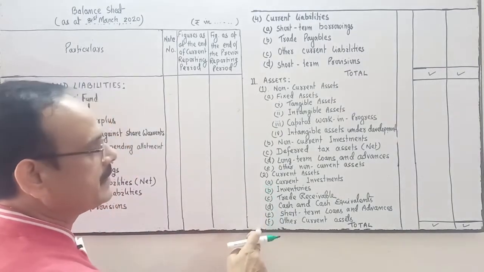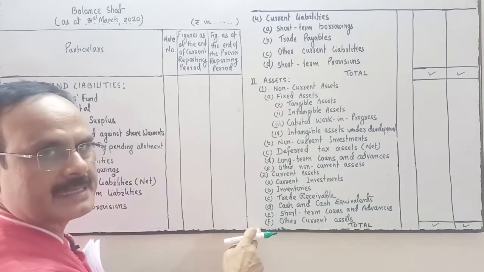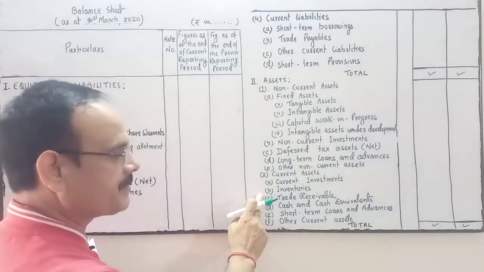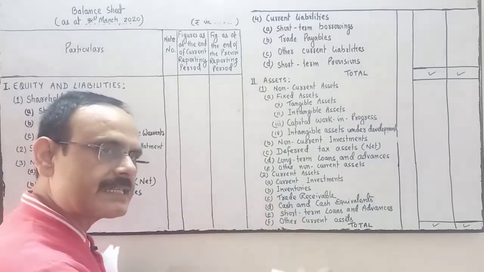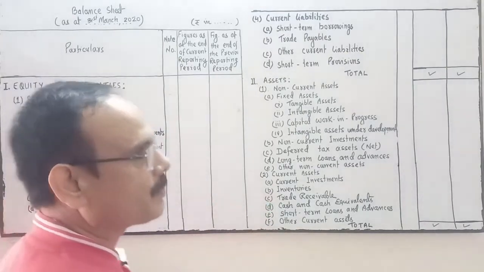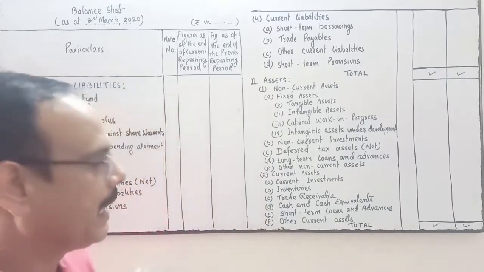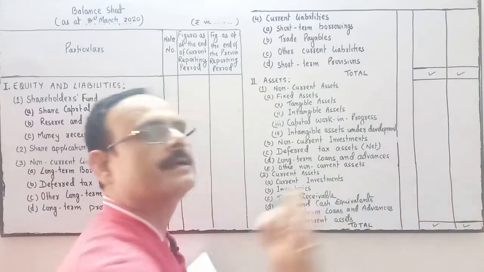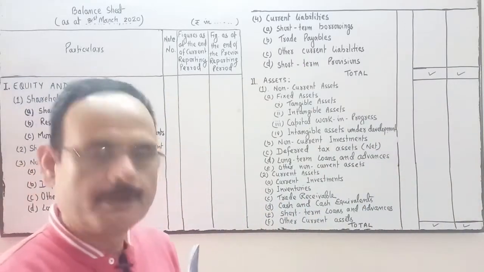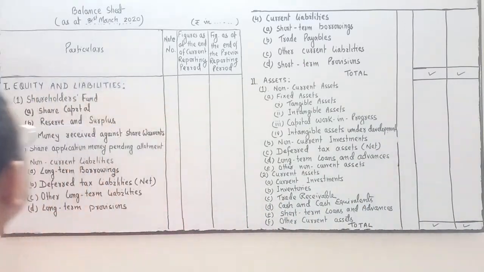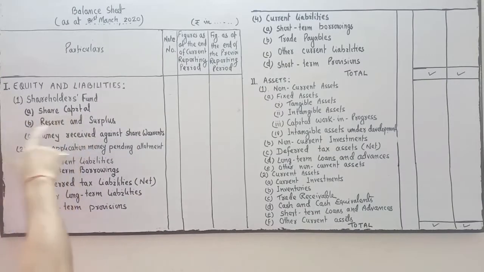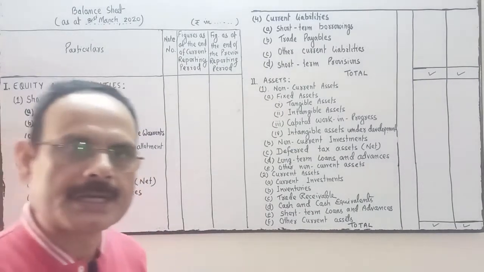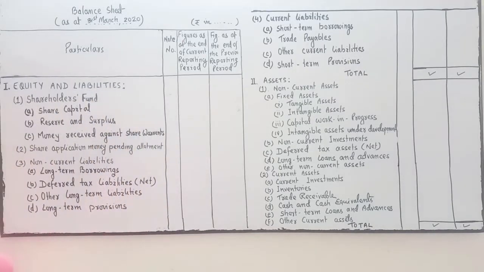Under the current assets, there are 6 subheadings: current investment, inventories, trade receivable, cash and cash equivalent, short-term loans and advances, and other current assets. Now you do the total. Both totals must match. So we'll discuss one by one. Start from the share capital. We'll explain from the share capital first, thereafter reserve and surplus.